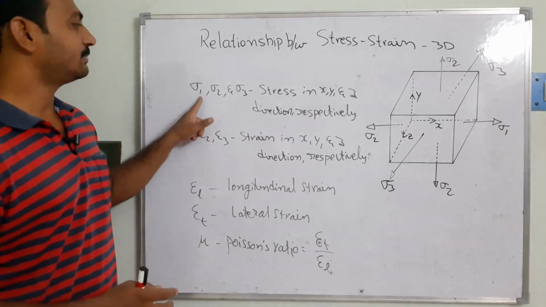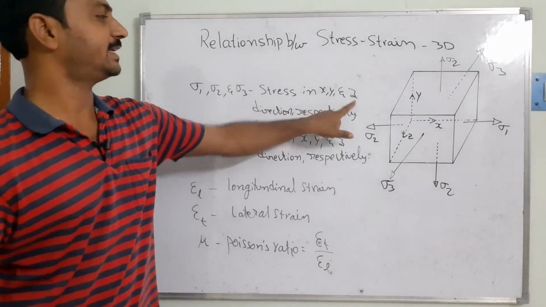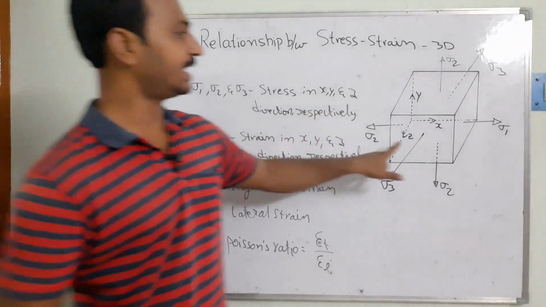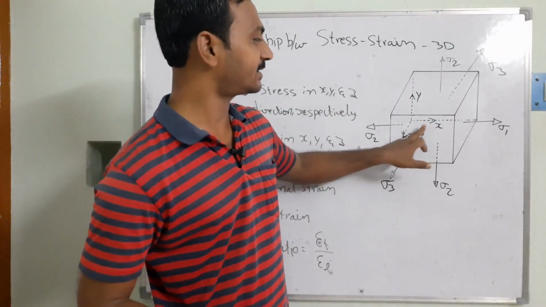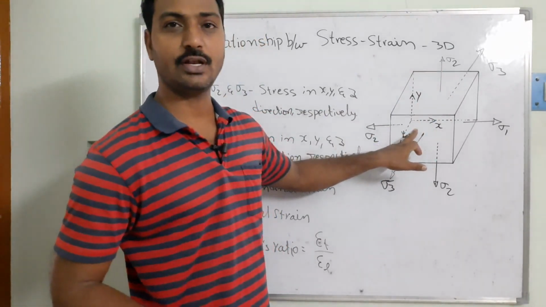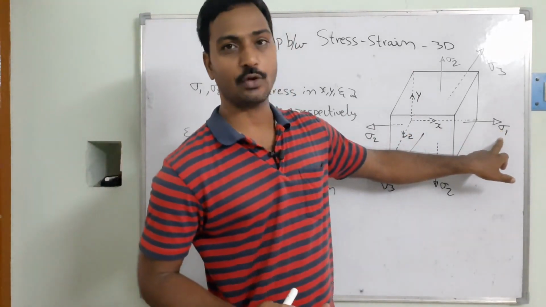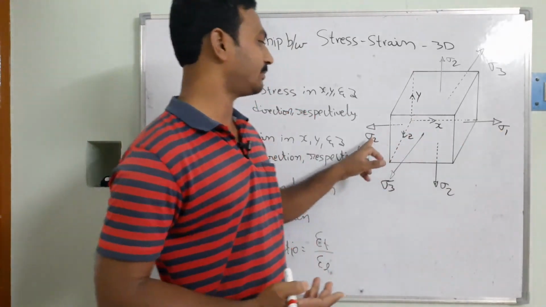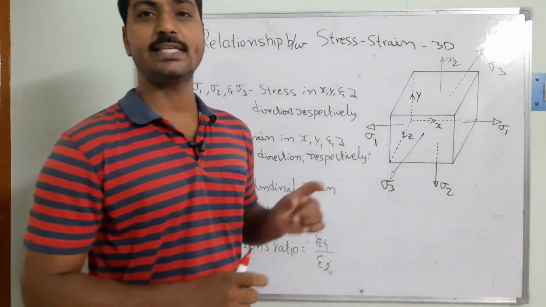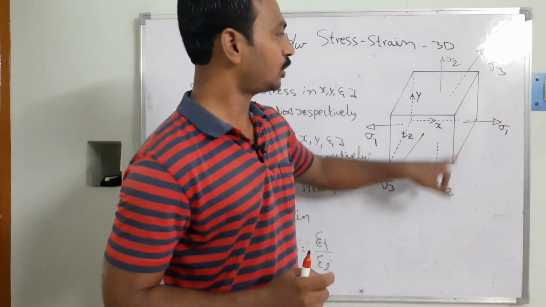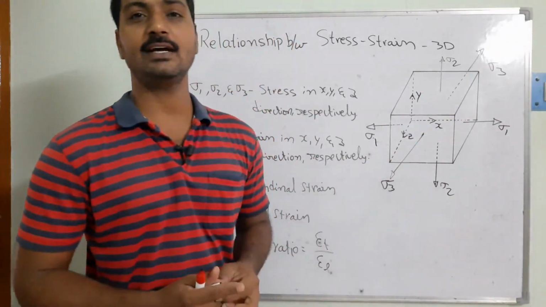There we can see sigma 1, sigma 2 and sigma 3. These are the stresses in the x, y, z directions respectively. I have taken a three-dimensional object, with x, y and z coordinates, and suppose that is the origin. The loads, that means stresses, are generated: sigma 1 acts in the x direction, sigma 2 acts in the y direction, and sigma 3 acts in the z direction.